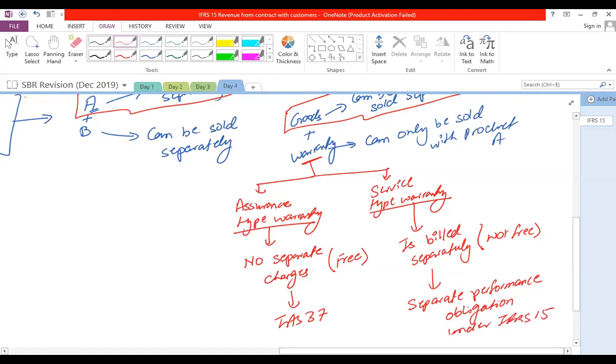So even in case of warranty, we need to determine whether it's a service type or an assurance type, and then we decide whether it's under IFRS 15 or not. Getting this, everyone?